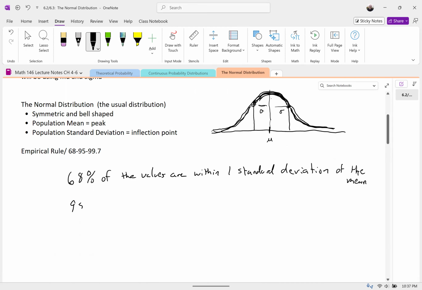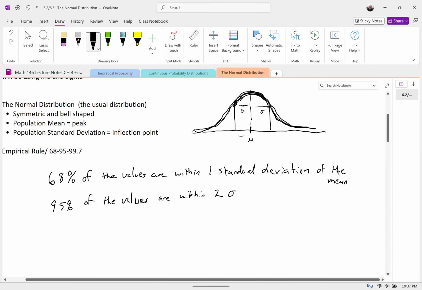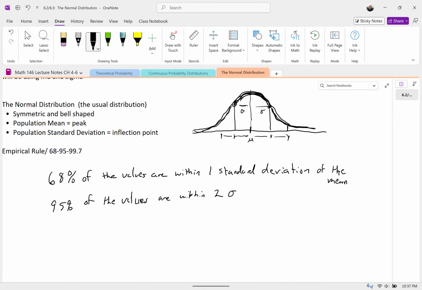If you go two standard deviations, you get 95% of the values. They are within two standard deviations, within two sigmas. So if I take that sigma distance and double it out in each direction, we end up with 95% of our values within that range.